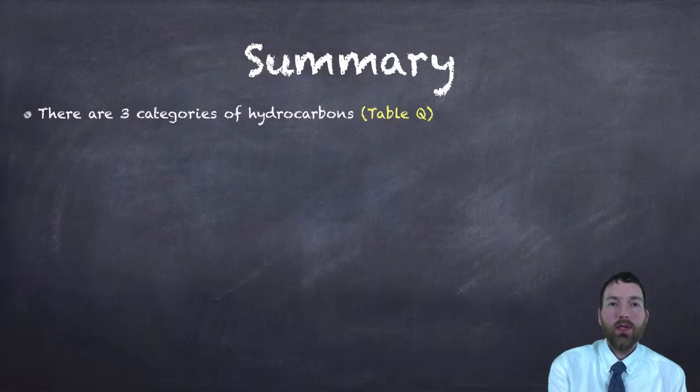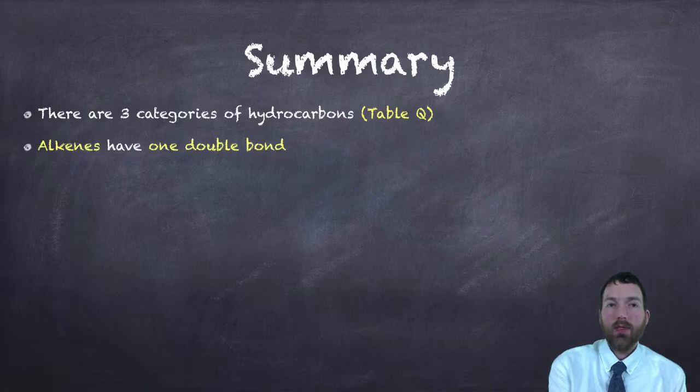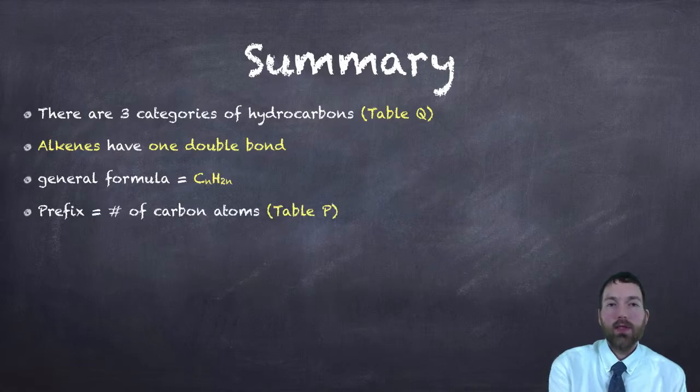Okay, so in summary here, there are 3 categories of hydrocarbons: alkanes and alkenes, which we have already discussed. Alkenes are special because they have 1 double bond. Their general formula is right off of table Q, CnH2n. You don't need to memorize it, but you might need to use it to find formulas. The prefix when you're naming an alkene comes from the number of carbon atoms, and you can use table P to help you with that.